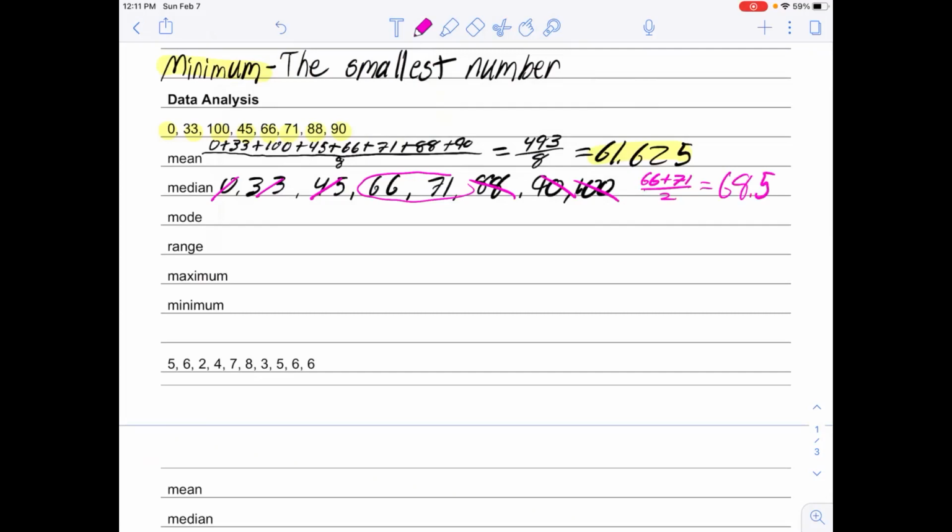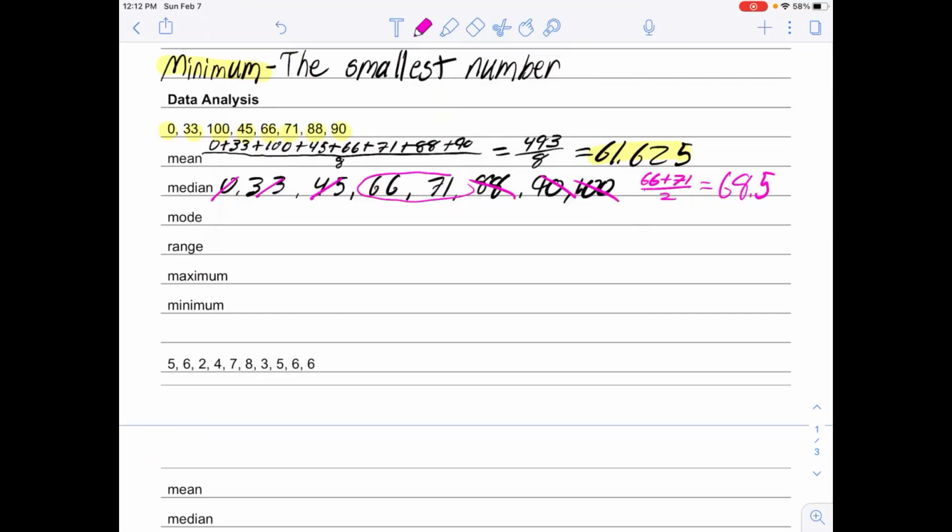That is my median. Again, if there had been a number that was directly in the middle, that number would have been the median all by itself. But because that didn't happen, since there were two numbers in the middle, I just added them up and divided by 2. That gives me the median.